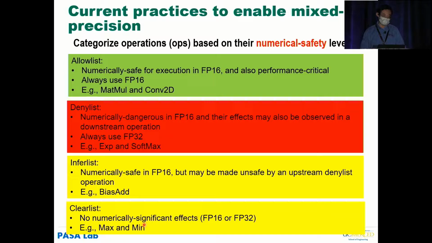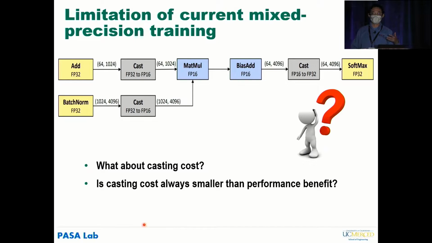Now, if you give me your training model, we can get the data flow or computation graph, and I'm going to use the four categories to decide for each operator what precision to use, either FP32 or FP16. Then you rewrite this computation graph, and if any two operators have different precision, you insert a cast operation node to trigger the conversion between different precisions.